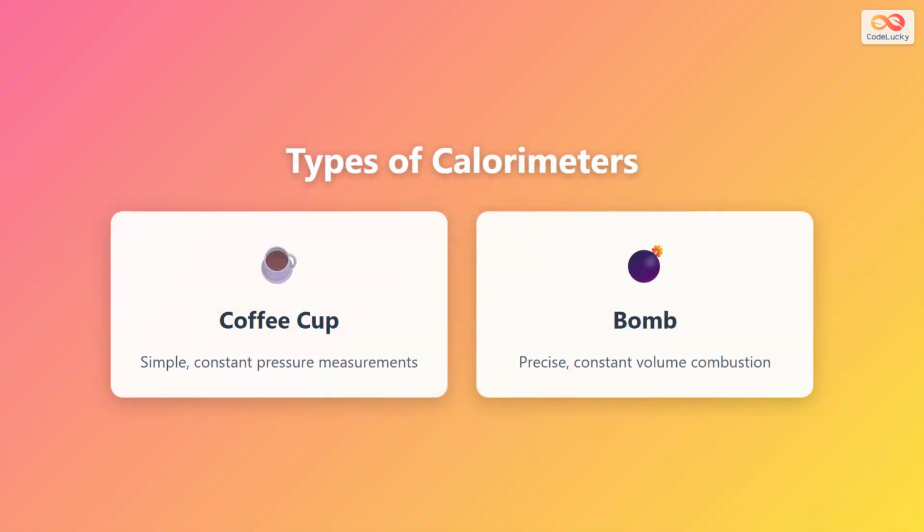There are two main types of calorimeters commonly used in laboratories. The coffee cup calorimeter is a simple device used for measurements at constant pressure, making it ideal for solution-based reactions. The bomb calorimeter is a more precise instrument that operates at constant volume and is primarily used for combustion reactions. Each type serves different experimental needs depending on the nature of the process being studied.